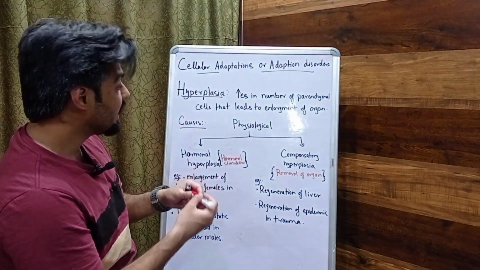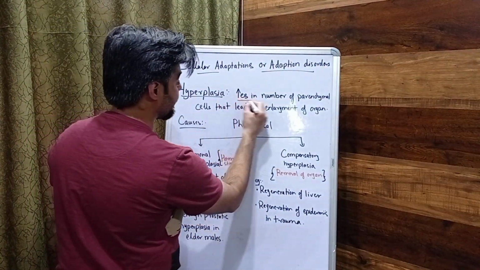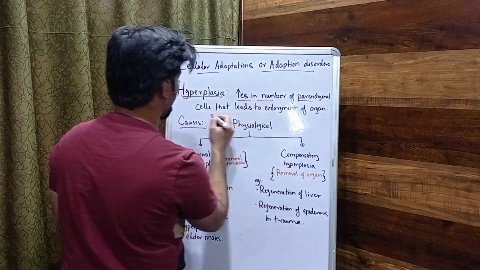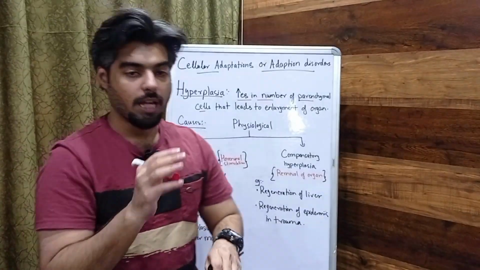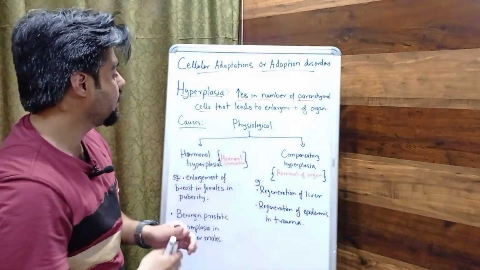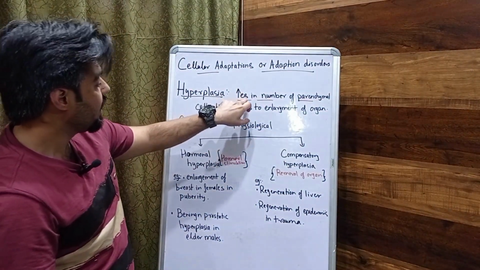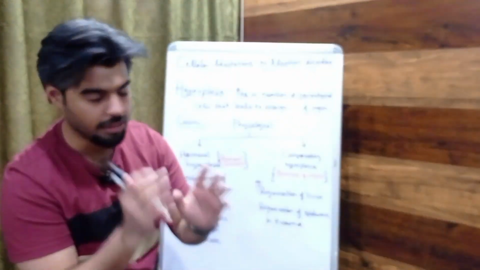What happens here? The number of cells increases, the number of parenchymal cells increases. Please note this, these are very important points. It's a bit confusing, but it's very easy. I will tell it in the last, in summary, in conclusion. Fine. So what will happen here? Increase in the number of parenchymal cells leads to the enlargement of an organ.